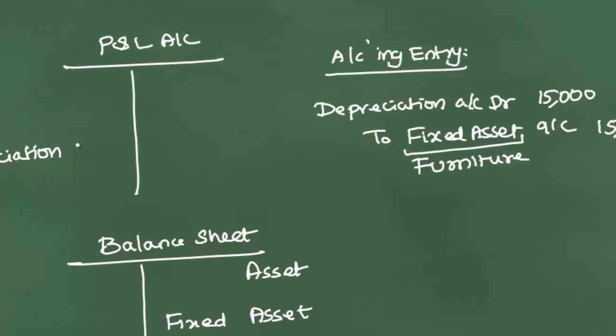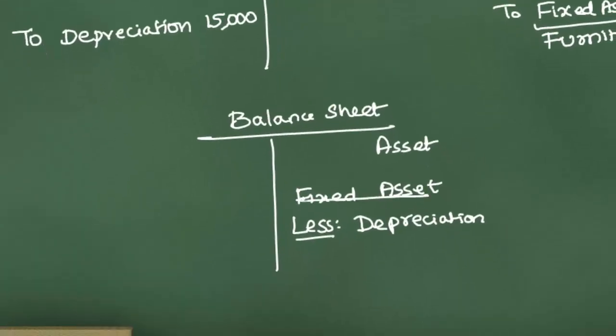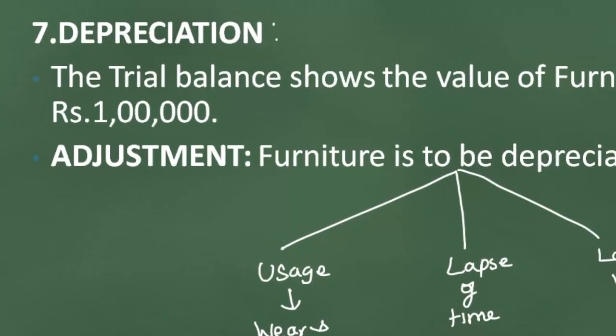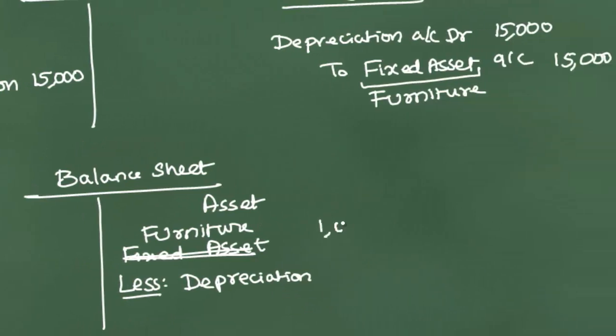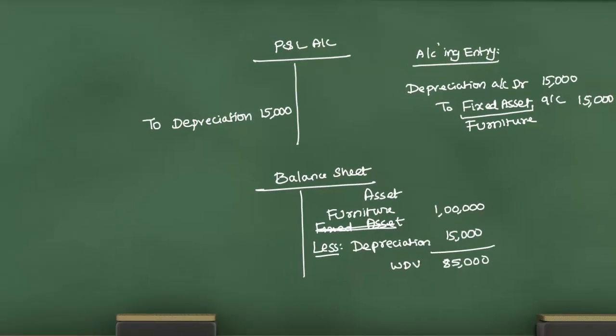In the P&L, we will find depreciation as 15,000, and in the balance sheet the effect will be, instead of fixed asset, we will have it as furniture. And what is the value of furniture? The value of furniture as available in the question is 1 lakh. So it's going to be 1 lakh, and from this 1 lakh we'll deduct depreciation on furniture, which we have calculated, which is 15,000. So the net is 85,000, and this is the written down value of the asset. It means we have reduced the value of the asset by writing off depreciation.